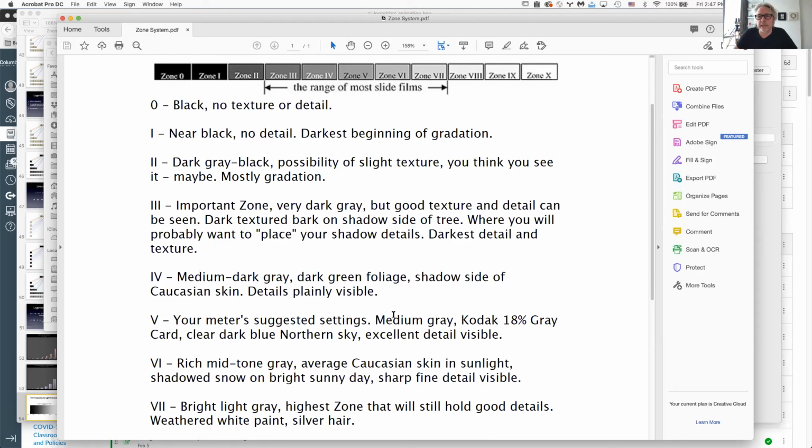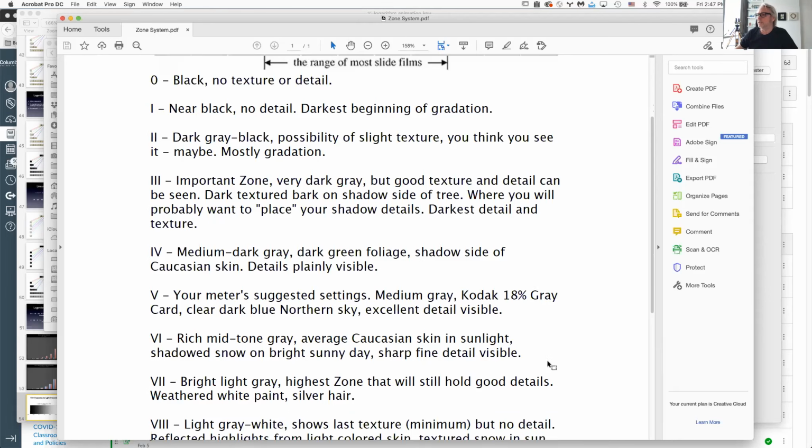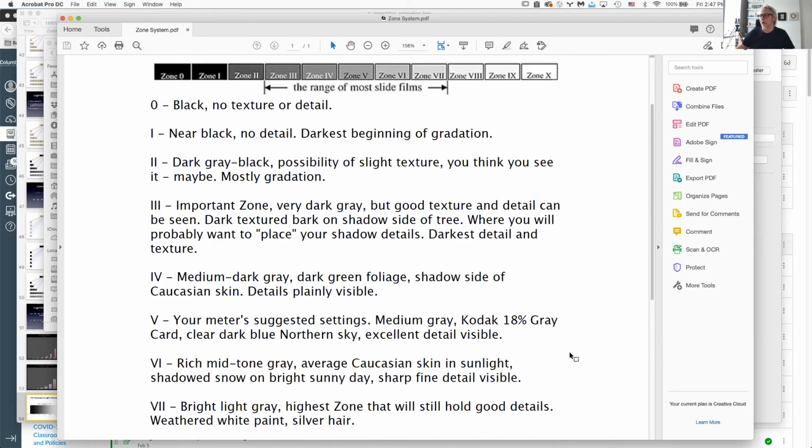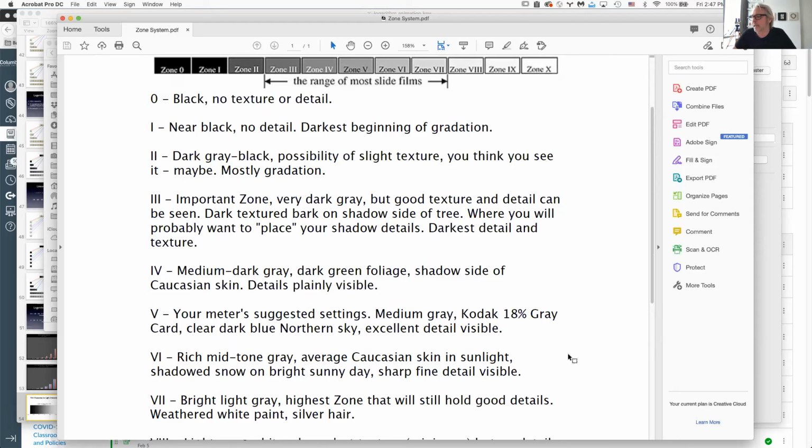If you're shooting black and white, it's what you would get on a clear northern blue sky, excellent detail available to you. Zone 6 is, again, a rich mid-tone. It is the average of Caucasian skin on unfiltered black and white film. Zone 7 is a bright light gray, and it is the highest zone that still holds good detail. So again, it's full highlight detail at zone 7.